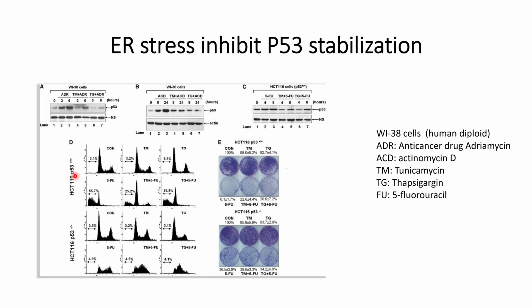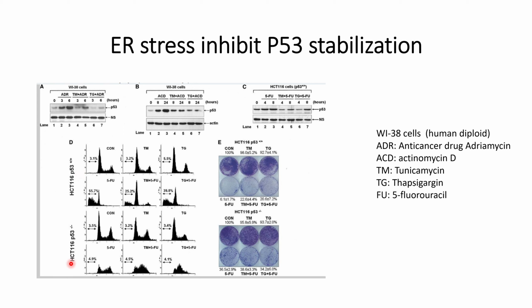However, when the cells are treated with 5 fluorouracil, we can see that the cells in the sub G1 cycle are more, and when they are treated with thapsigargin and tunicamycin, we can see that the number of cells in the sub G1 level is reduced compared to the control cells that are treated with 5 fluorouracil. And these first two lanes in panel D are experiments done on p53 positive cells, or HCT116 cells that have the wild type p53 gene.